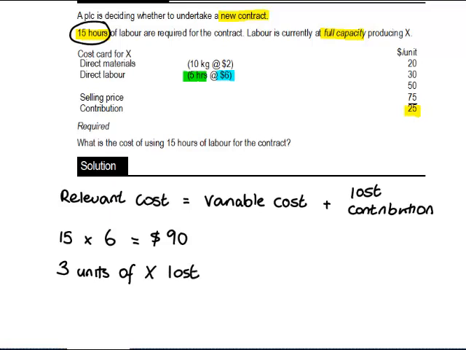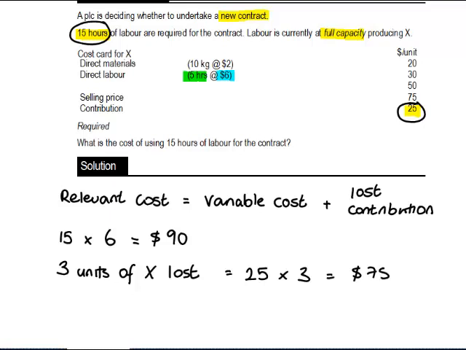Now, each unit of X is making contribution of $25. And therefore, the total lost contribution is going to be 25 multiplied by 3, which is going to be a total of $75.